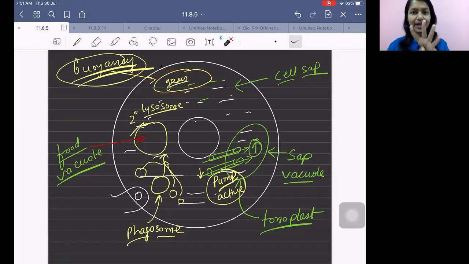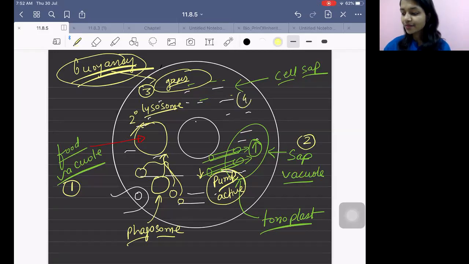And the fourth vacuole, what did we discuss? Which we get in freshwater protista like amoeba, which can maintain the osmoregulation. How much water should come in? When to give out water? What is that? Fourth one. First one, food vacuole. Second, sap vacuole. Third one, gas vacuole we discussed. Fourth one, contractile vacuole. Awesome, yes.